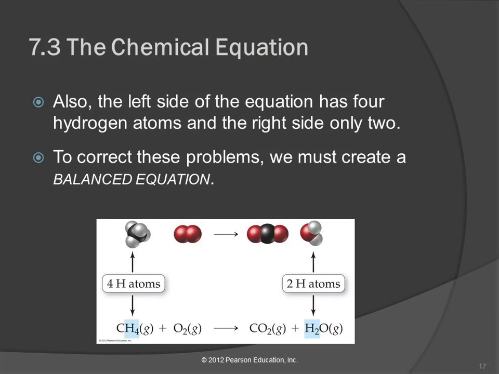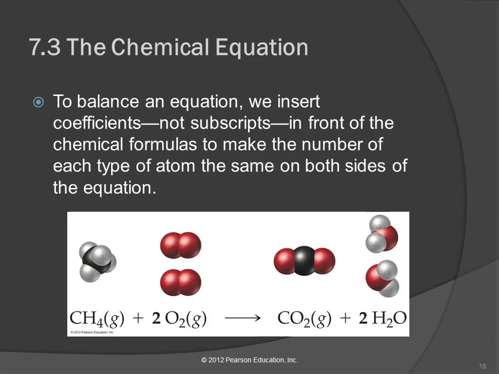And the word balance, I think, is a great word for this, because you can imagine that this is a teeter-totter. And you've got the reactants on one side and the products on the other side. And you have to have the same number of white balls and red balls and black balls on each side of the teeter-totter for it to be balanced, right? This one's not balanced. So how do we balance it?